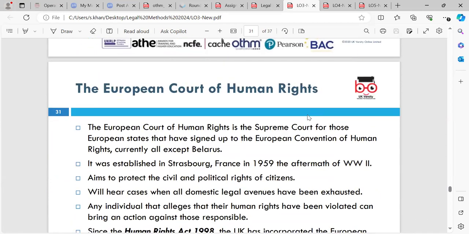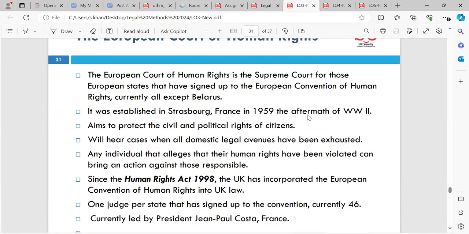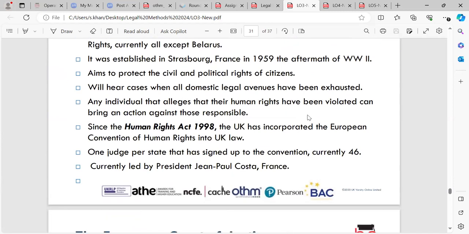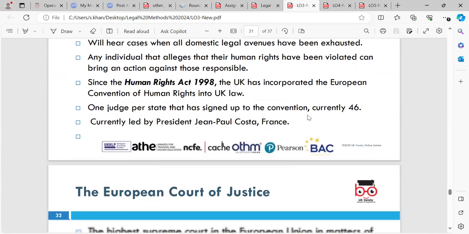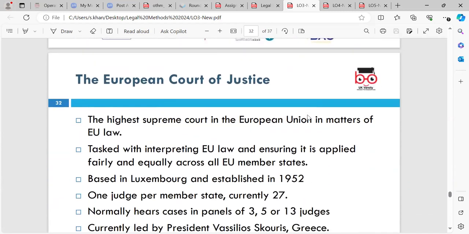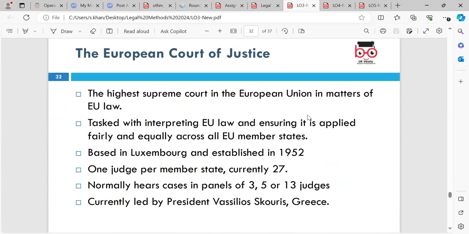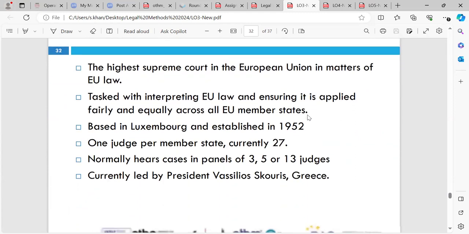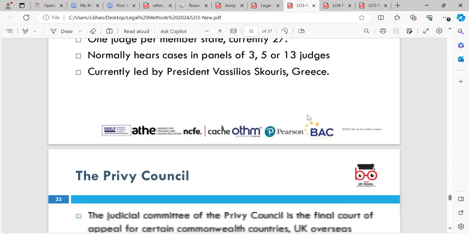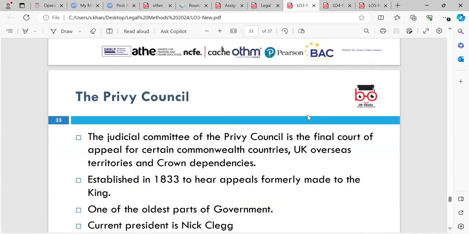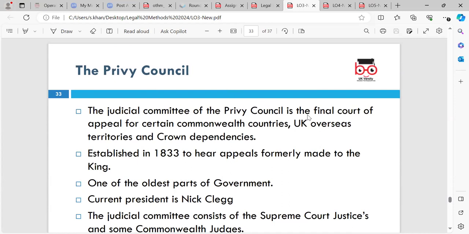We then went on to look at the European Court of Human Rights, when it was set up, why it was set up, and what the importance was of the European Court of Justice. That mainly dealt with European matters within the EU. We then went on to look at the Privy Council and the Judicial Committee of the Privy Council as the final court of appeal.